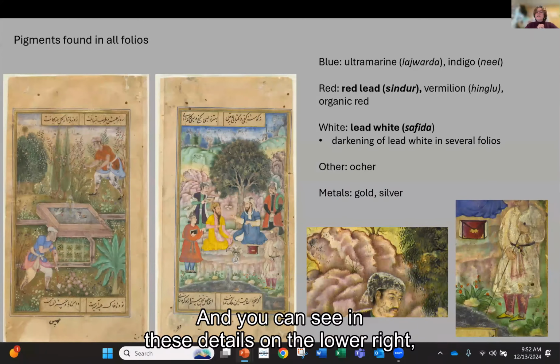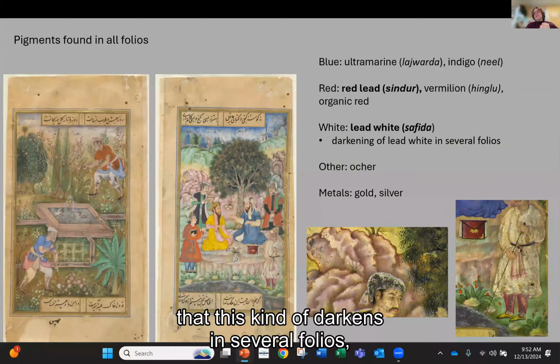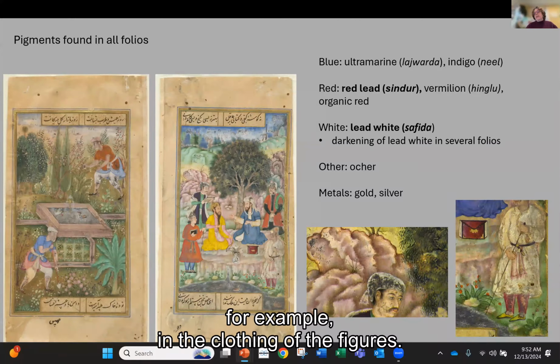And you can see in these details on the lower right that this kind of darkens in several folios, for example, in the clothing of the figures. And this is because the lead white, lead carbonate, will react with the environment if there's any sulfur gases present, or you can even oxidize in the presence of oxygen to these sort of black lead compounds.